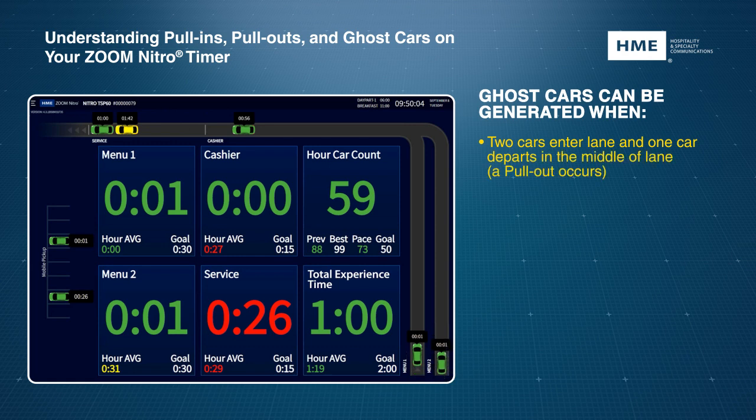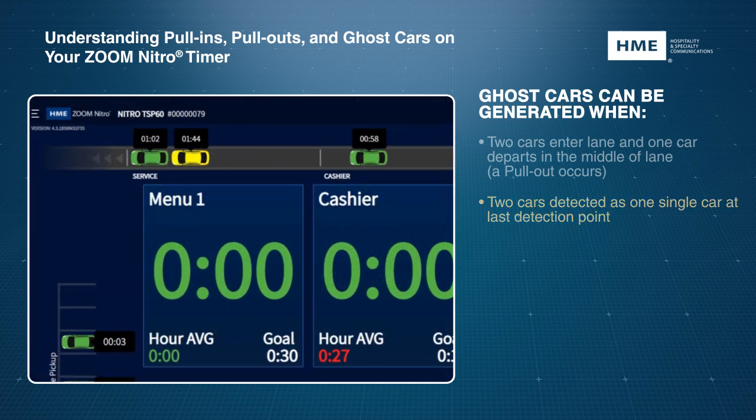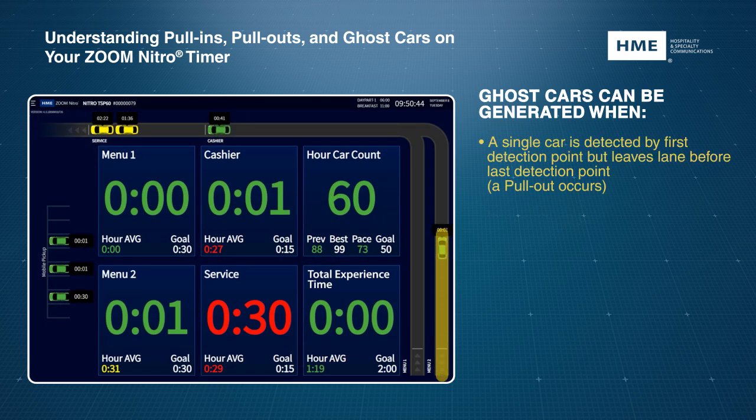Two cars enter the lane and are detected by the first detection point, but one of the cars departs in the middle of the lane. Two cars are detected as one single car at the last detection point due to their unusually close proximity to each other. The Nitro Timer shows the single detected car depart, but an undetected car still remains in the lane. A single car enters the lane and is detected by the first detection point, but leaves the lane before making it to the last detection point. This again is known as a pull-out.